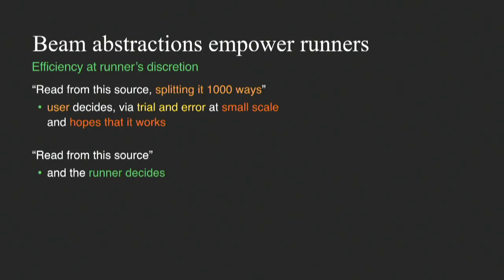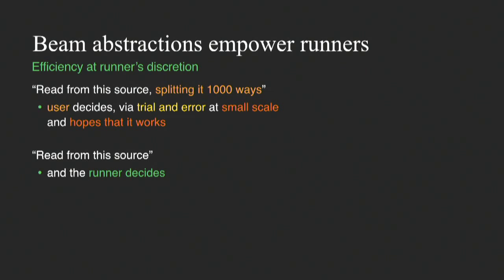Efficiency is a runner concept, first of all. A programming model has no concept of efficiency. A programming model is all about, you know, I map element to element, I map element to window. It's hard to talk about efficiency when you're talking about a programming model. With runners, you can talk about efficiency. So Beam tries to enable the runner to make things efficient.